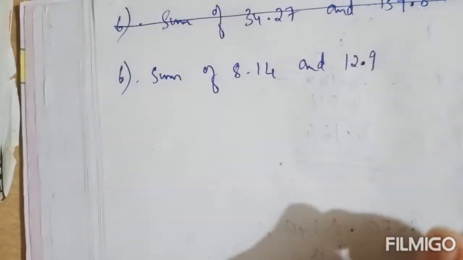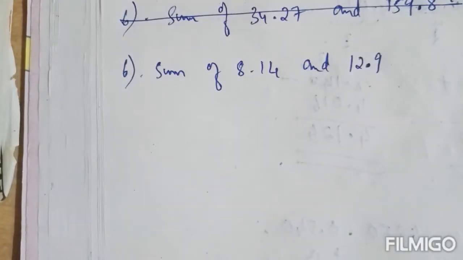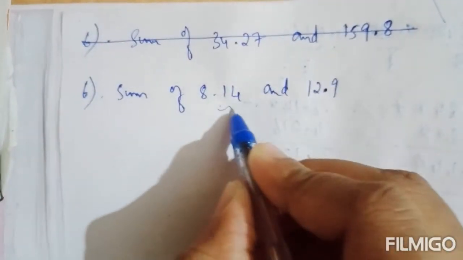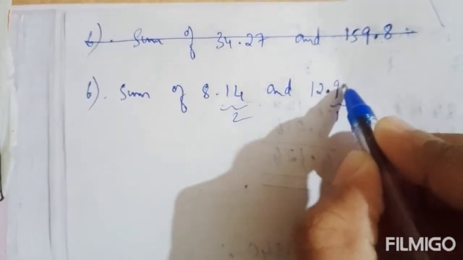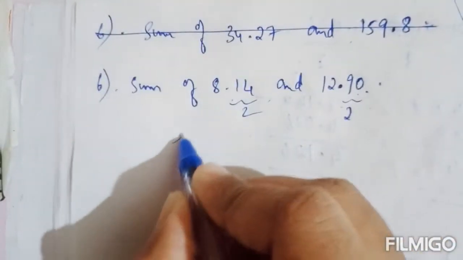Okay. Sixth question: subtract the sum of 8.14 and 12.9 from 32.7. So the sum you have to subtract from 32.7. First find the sum of 8.14 and 12.9. Here 2 decimal places, here 1, so you can make this 2 by adding 0 at the end.